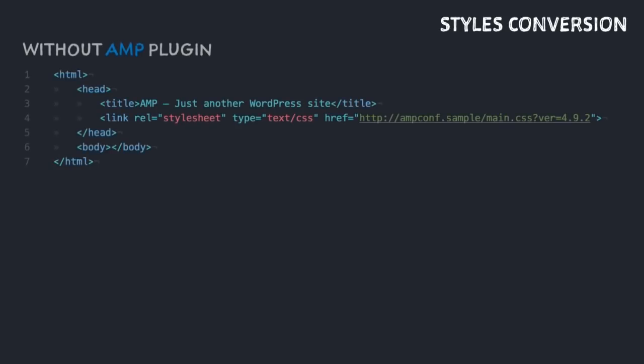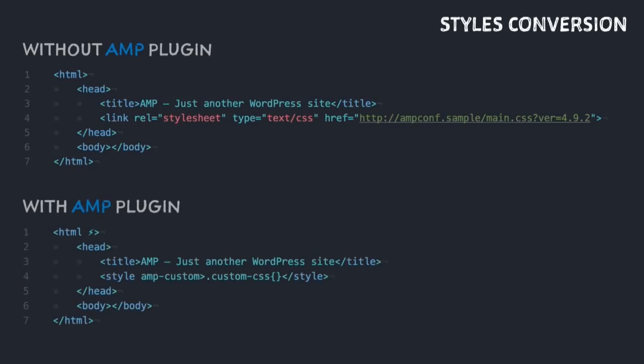Now, obviously, link style sheets are not AMP valid, and WordPress developers would have to convert that into inline CSS the AMP way. And now there's no longer a need to do that, because with the plugin, it's done automatically. And we can see the difference here. WordPress developers do not have to change the code snippet we saw early on.